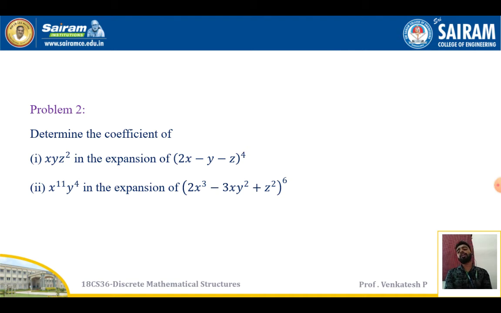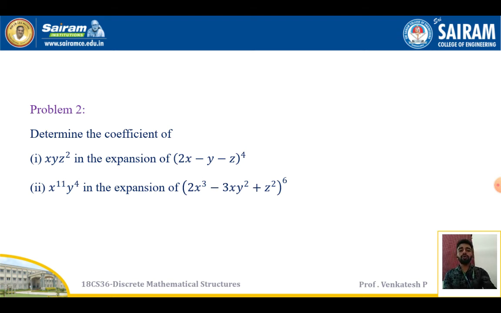Problem number 2. Find the coefficient of x y z square in the expansion of (2x minus y minus z) whole power 4. And one more is x power 11 y power 4 in the expansion of (2x cube minus 3x y square plus z square) whole power 6. We can observe that this problem contains 3 variables. So with 3 or more variables, I must use the multinomial theorem here.